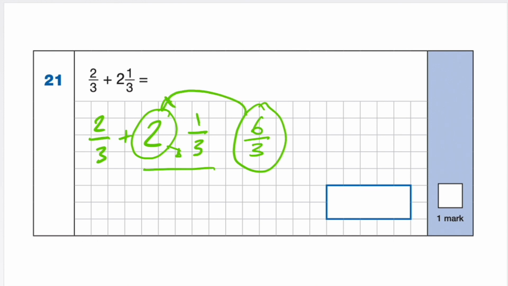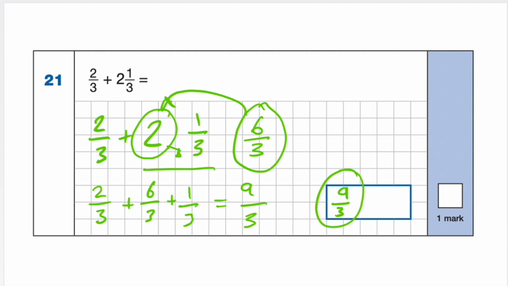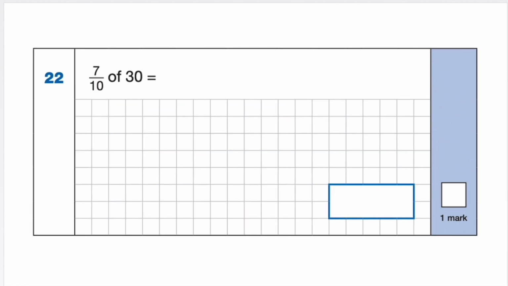So now what we're going to do is add our original 2 thirds plus our new 6 thirds plus the 1 third. So our answer is going to be in thirds. We have 2 plus 6, which is 8, plus 1, which is 9. So our answer is 9 thirds. And again, even though it's an improper fraction, we don't need to convert it. That is absolutely fine. Question 22.